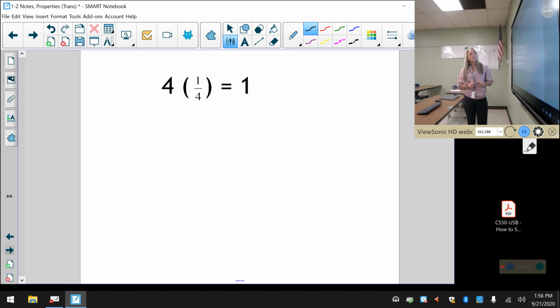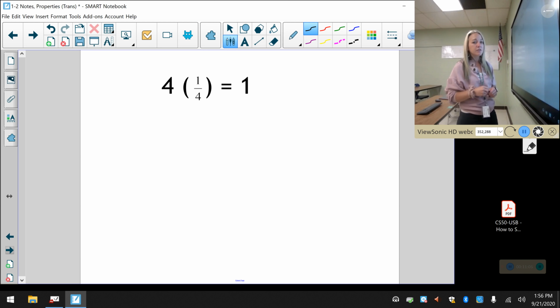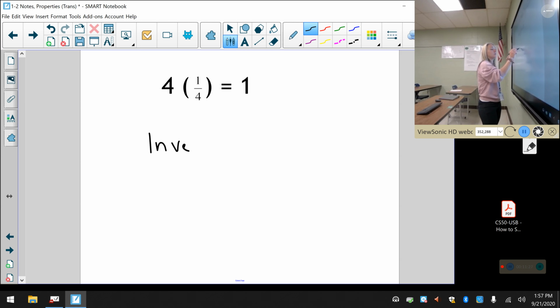Now, 4 times 1/4 equals 1. Notice how you see the number 1 equals 1? Well, if you remember back to your properties, 4 times 1/4. Where did we see that? We saw a times 1 over a. But this time, a stands for 4. We used the value 4. So this is going to be the inverse property of multiplication. So we would say inverse of multiplication.